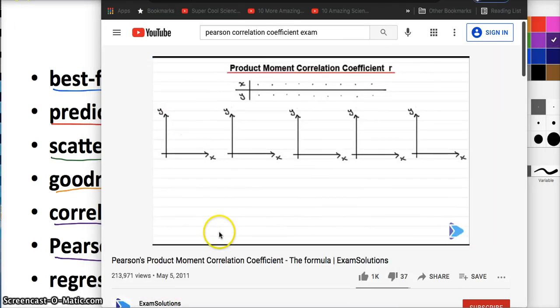This tutorial, another in my series on correlation and regression.